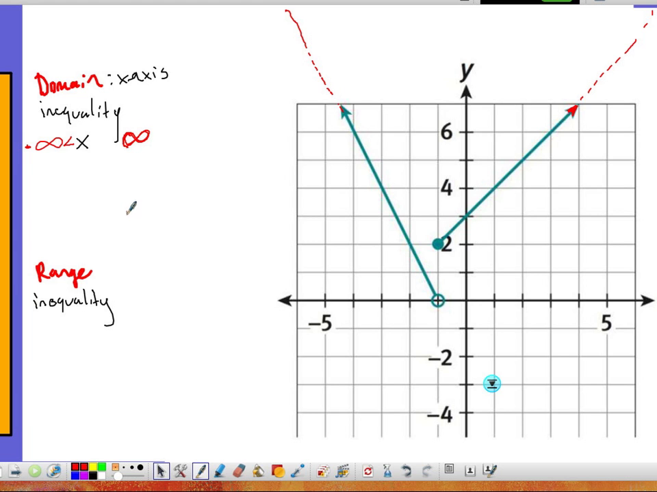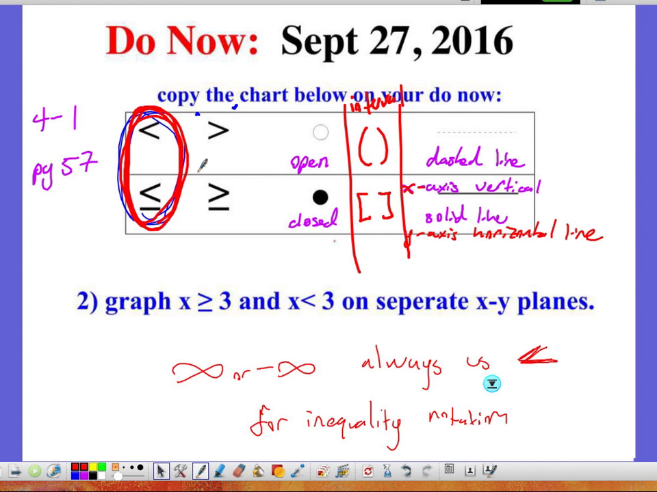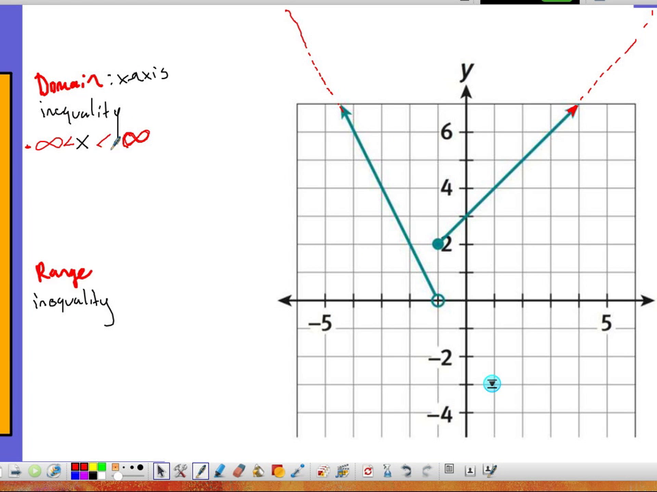Positive infinity. And so I asked them, well, what inequality should I use in between the x and the infinity? Well, you always use less than. That's it. That is it. That's my domain right there.